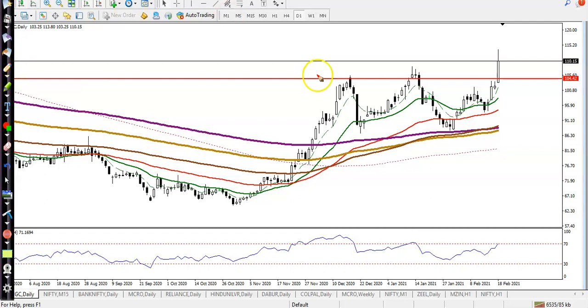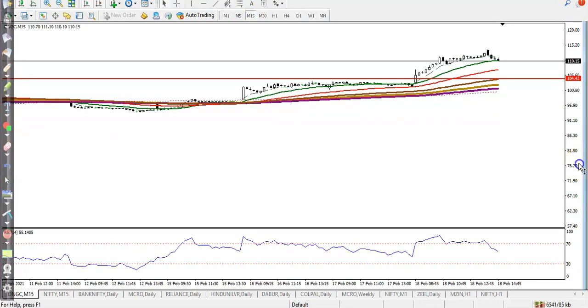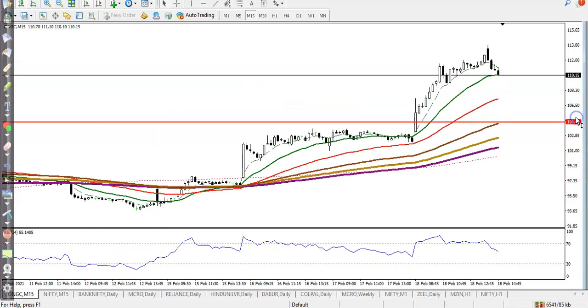Now you can see this area. So we need a pullback. Once price pulls back to this level, we are looking for a buy. But in this area, I'm not interested to take any buy position. So let's see in a small time frame. It should look different. Yeah, now I can see.